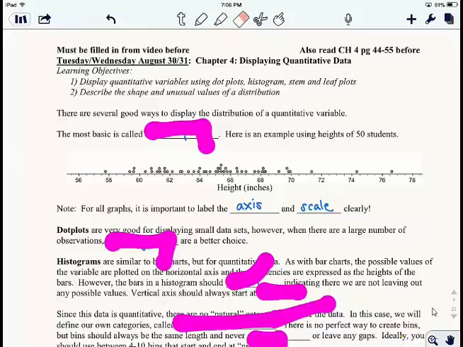Chapter 4, Displaying Quantitative Data. There are several good ways to display the distribution of a quantitative variable. The most basic is called a dot plot. Here is an example using heights of 50 students.